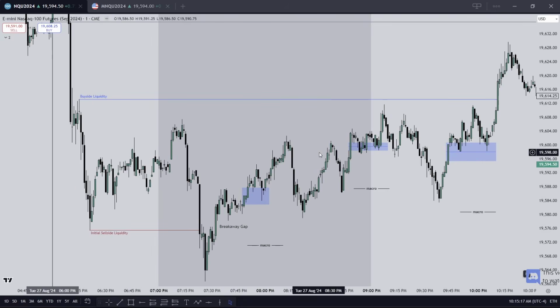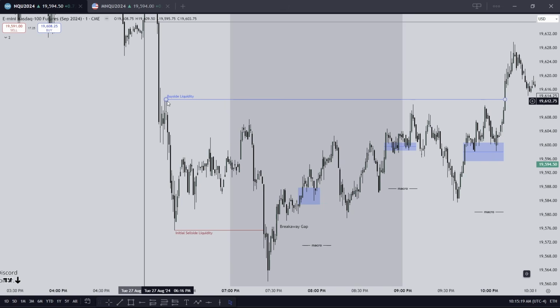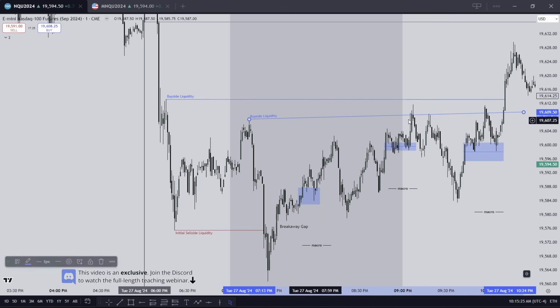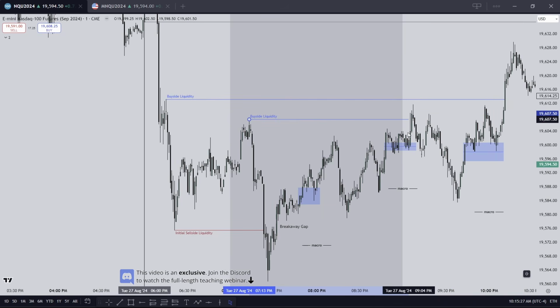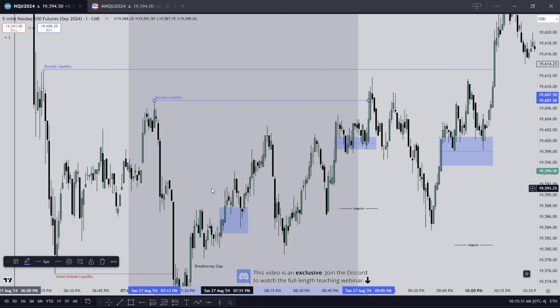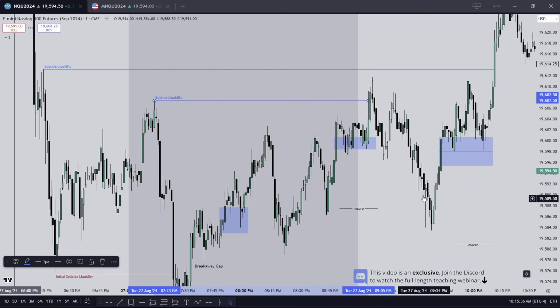Fair value gap. Okay. Buy side here, is that a target? Absolutely. But you still have to have common sense. Isn't this buy side up here? Okay. And remember, this is Asia. Don't expect 100 handle runs in Asia. Fair value gap. Buy side. We retraced down. Fair value gap.